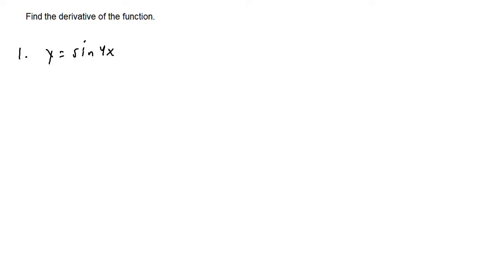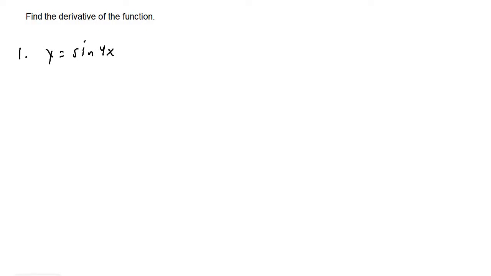So for these next set of problems, let's go ahead and find the derivative of the function. For number 1, we have y equals sine of 4x. Now realize that we don't just have sine of x, we have sine of 4 times x, and so we have to use the chain rule. If it weren't for the 4x and it was just sine of x, obviously the derivative is just cosine x.